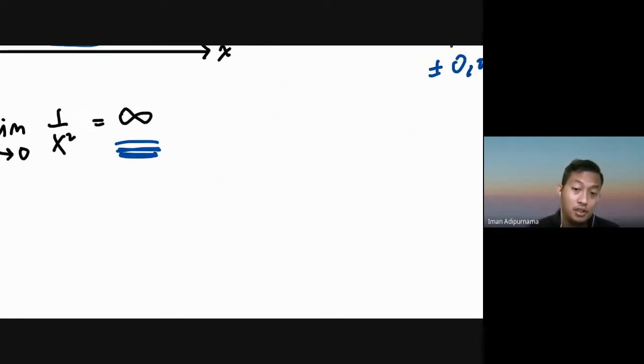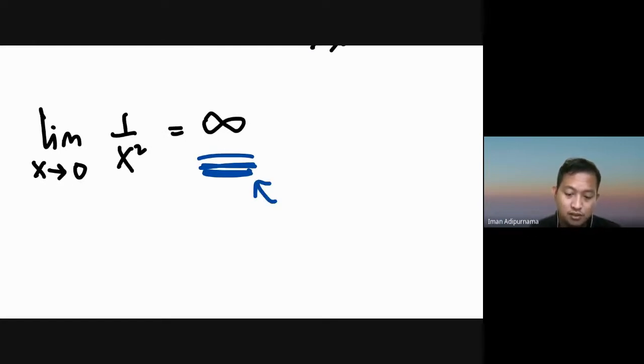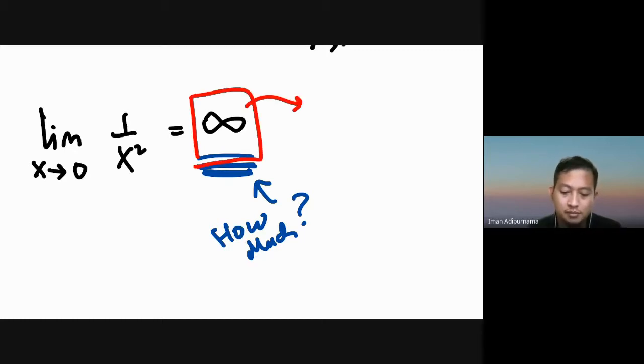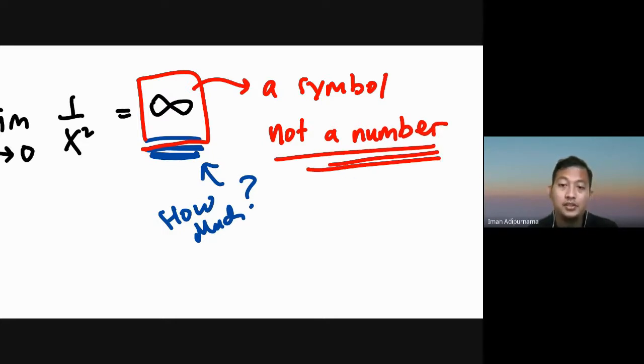Because it's going to keep increasing over time, we are not sure how much this is. Because we are not sure how much, we develop this symbol. So this is a symbol, not a number. This is the important concept. Infinity is a concept. It's abstract, not an exact number.